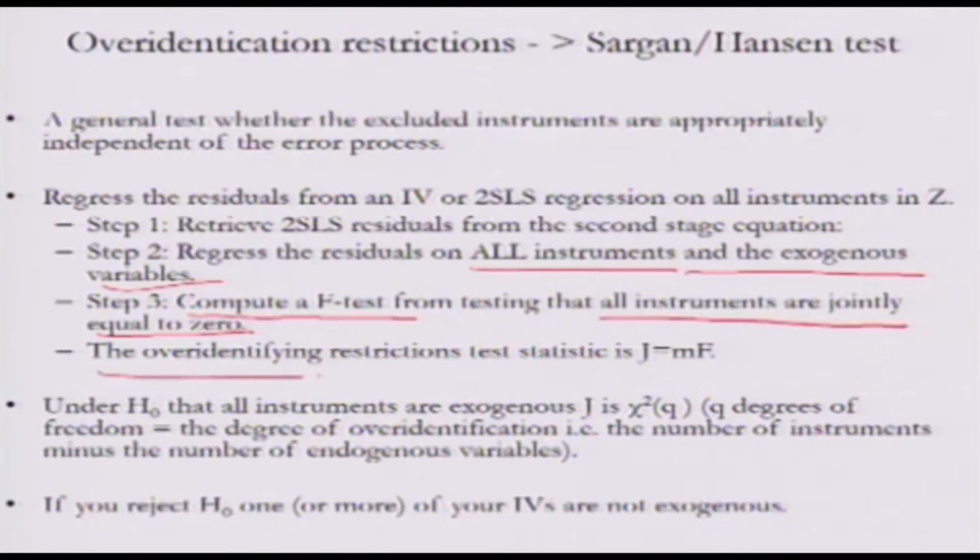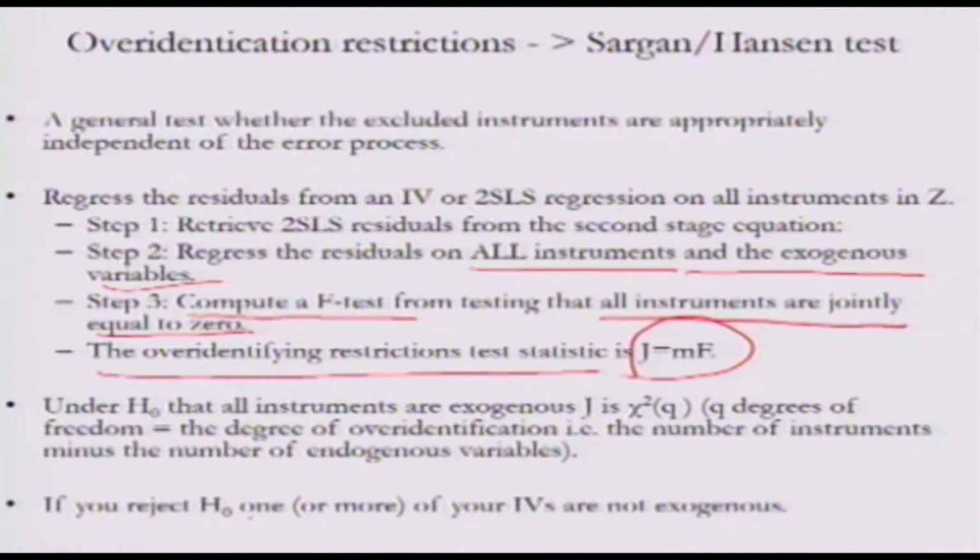The over-identification restrictions test statistic, the J stat, as we say, is basically M times this F stat, where M is the additional number of instruments that you have. So if you have 3 instruments and 1 endogenous regressor, then M is equal to 2. Under the null hypothesis H naught, that all instruments are exogenous, the J stat follows a chi-square distribution with Q degrees of freedom. The Q is basically the degree of over-identification, that is the number of instruments minus the number of endogenous variables.